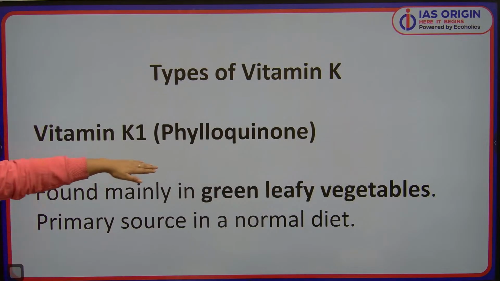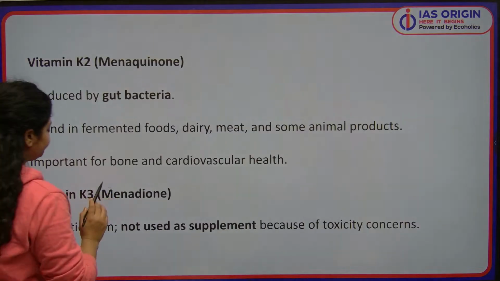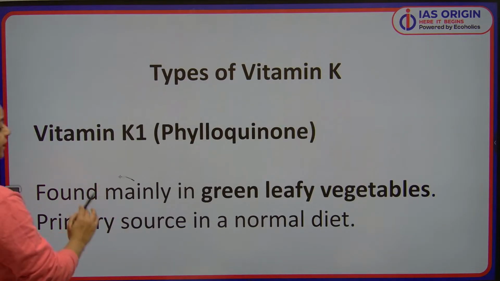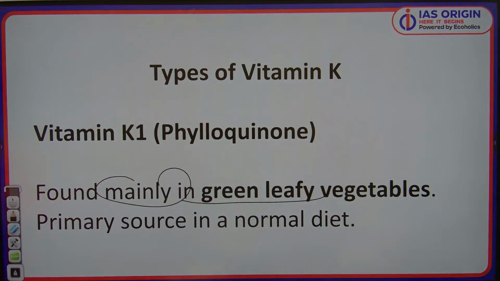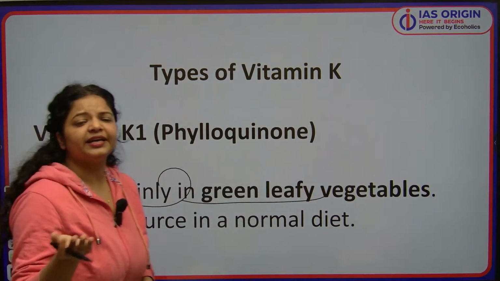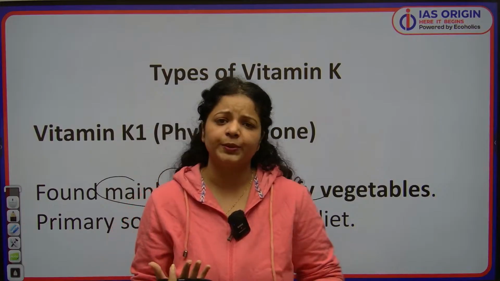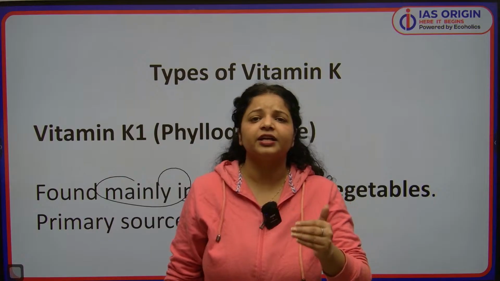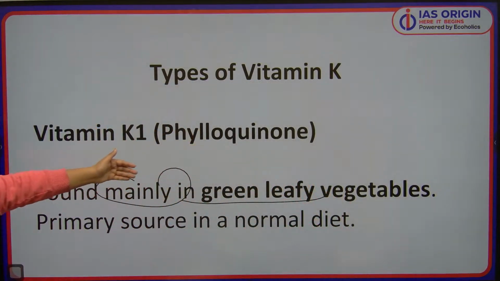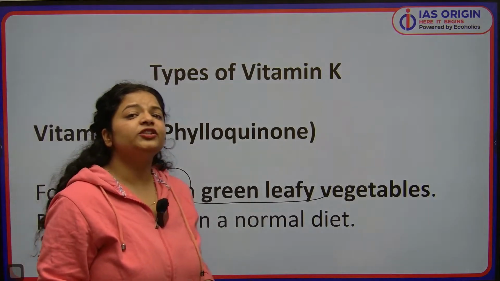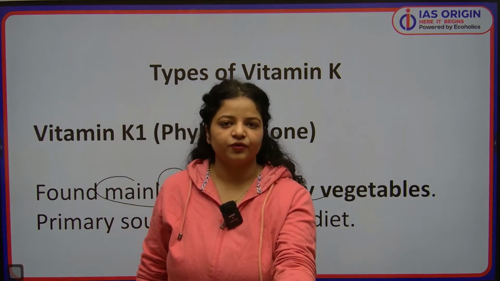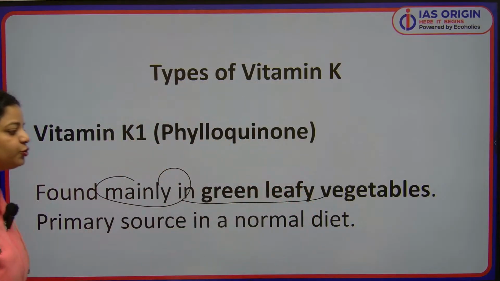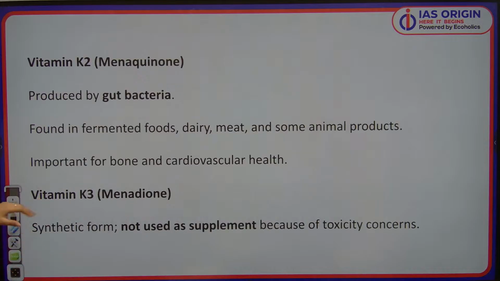Vitamin K1 is known as phylloquinone, and it is found mainly in green leafy vegetables, which are the primary source in a normal diet. Nowadays we are eating palak and sag, which are among the major sources of vitamin K1, phylloquinone. Let us see some other types of vitamin K, and then I will tell you what kind of question UPSC can ask. So K1 is found mainly in green leafy vegetables, the primary source in a normal diet.